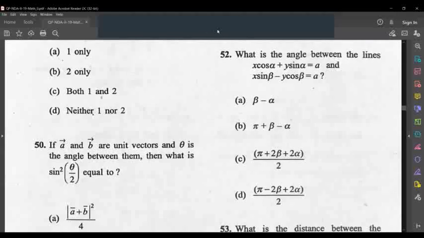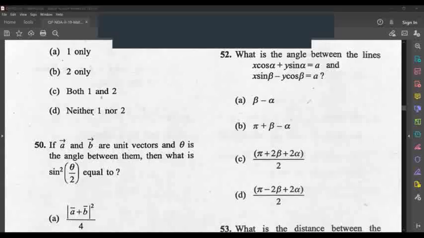What is the angle between the lines x cos alpha plus y sin alpha is equal to 8 and x sin beta minus y cos beta is equal to 8? You have to find the angle.